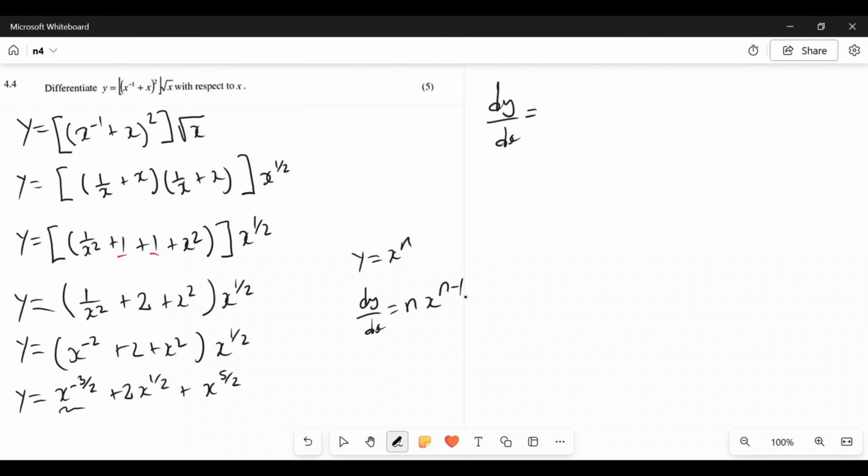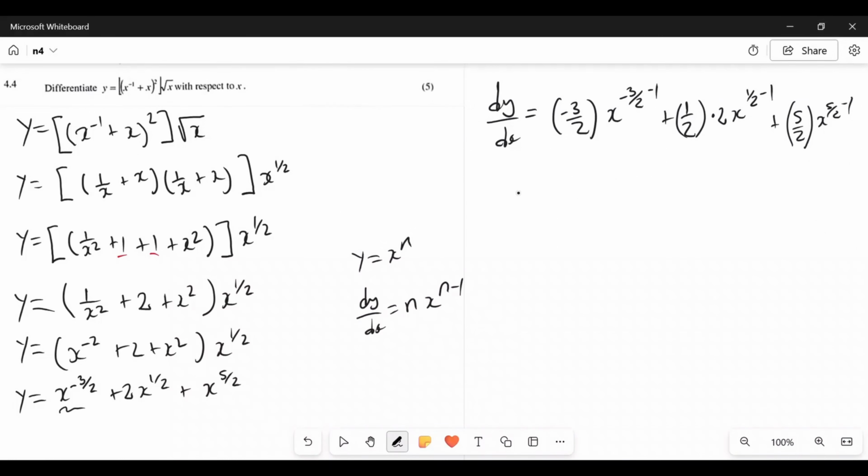Let's start with the first term. There we have x to the power of negative 3 over 2. So we have to first multiply by that negative 3 over 2. And then we have x to the power of negative 3 over 2 minus 1. That's the first term there. Plus, and then we have the second term. We have 2x to the power of half. So here we have to multiply by 1 over 2, which is our exponent, multiplied by 2x to the power of half minus 1. There we go. And then the last term, we have x to the power of 5 over 2. So we're going to multiply by 5 over 2. And then we have x to the power of 5 over 2 minus 1.